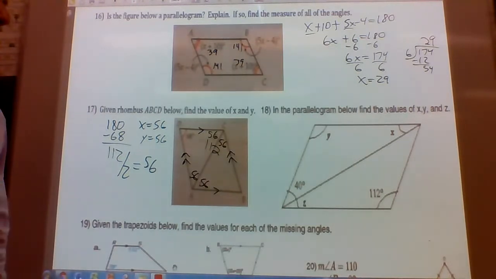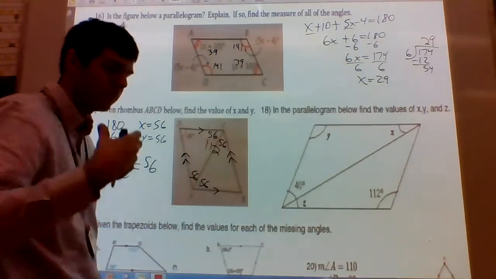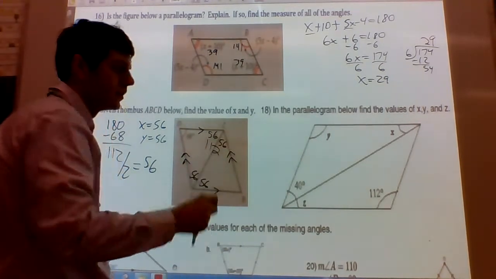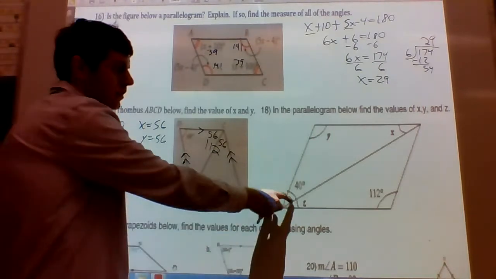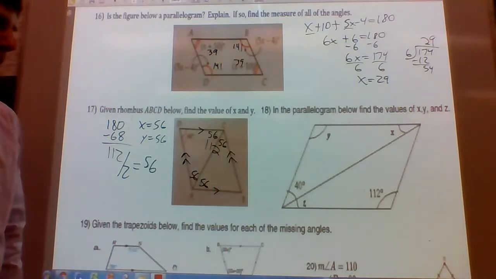Number 18, we have a parallelogram to contrast this, because on the test, again, we've done this multiple times. We're giving you one example and then the other. I don't want you guys bisecting the parallelogram. I just feel that's what people are going to do.